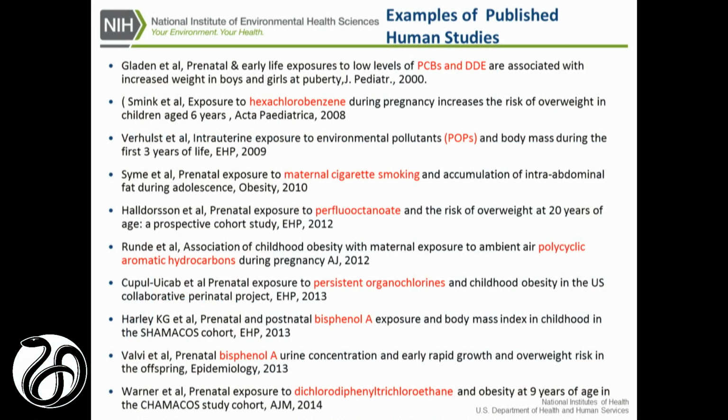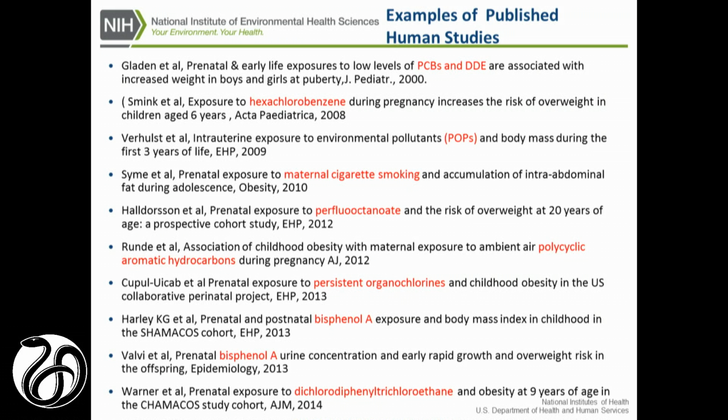So how about human studies? There are now about 33 human epidemiology studies linking developmental exposure to an environmental chemical to increase weight gain in the children later in life. And I highlighted here that toxicants, they're usually PCBs or persistent pollutants or DDT, except for a couple of BPA studies that are now starting to come out.